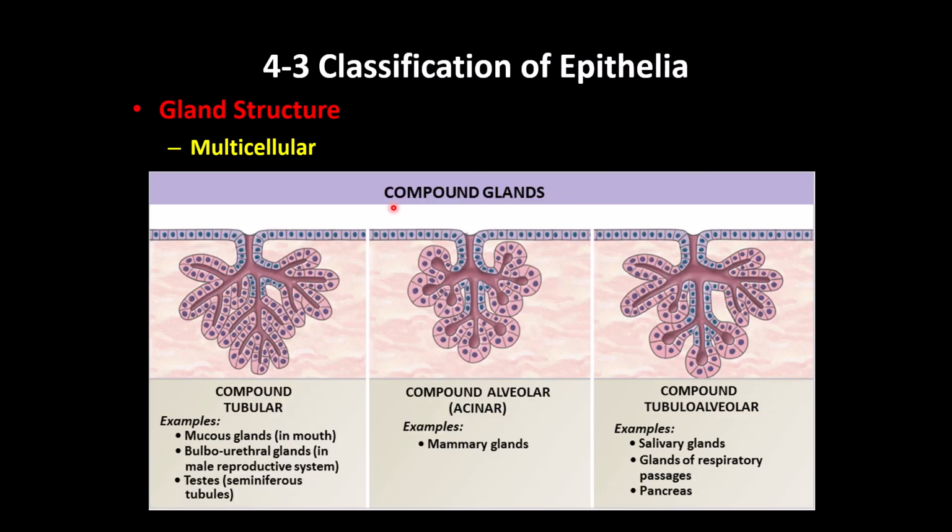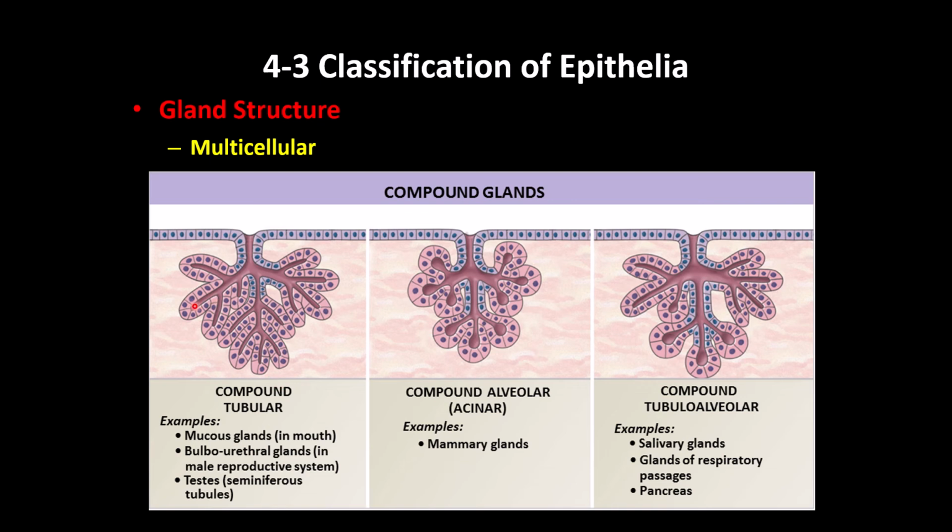These are called compound ones, which means that they have more than one duct, and then those smaller ducts will drain in a bigger duct. So this is one duct here, and one duct here, and then they drain in this common duct. So that's why it's called compound. So compound divides into three different types.